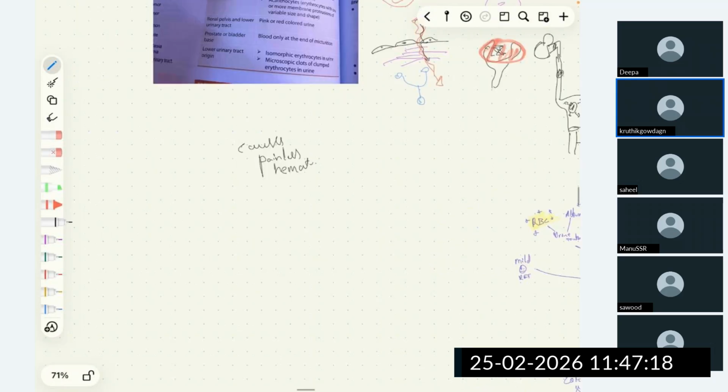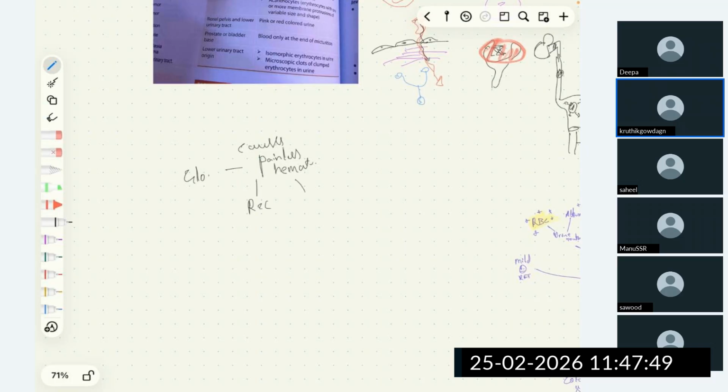Painless hematuria we see where the nociceptive receptors or pain receptors are not present. We all know that glomerulus is not so pain sensitive. So in glomerulonephritis, we'll see painless hematuria. In severe acute pyelonephritis due to renal abscess and all, we don't see pain in case of hematuria. In case of RCC, renal cell carcinoma, we don't see pain.